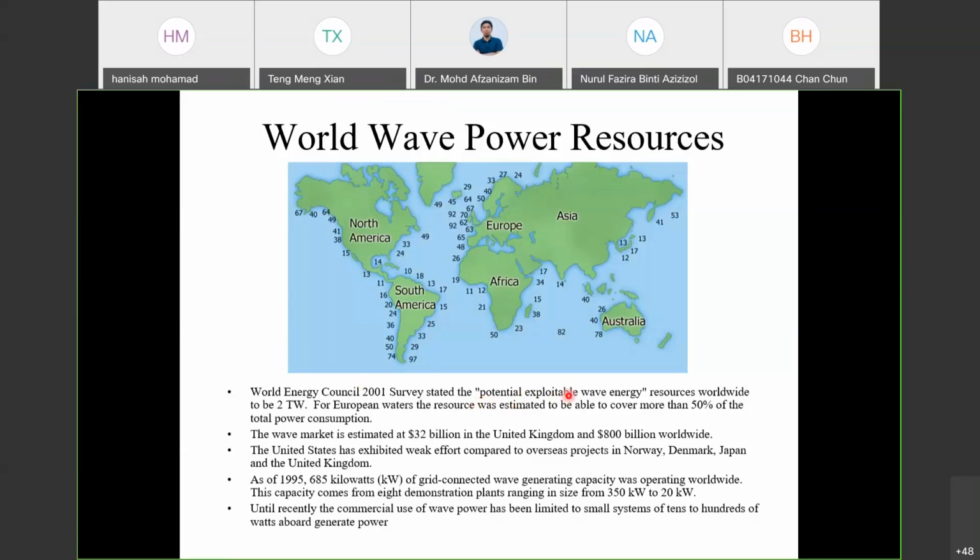Potential available wave energy is in terawatts for clean power. The wave market is estimated at 32 billion kilowatts. But the concept, as I mentioned just now, is still the same. The resource is from the wave, but the conversion, from the rotating blade to the generator to produce electricity, follows more or less the same principle as hydropower and also green power.